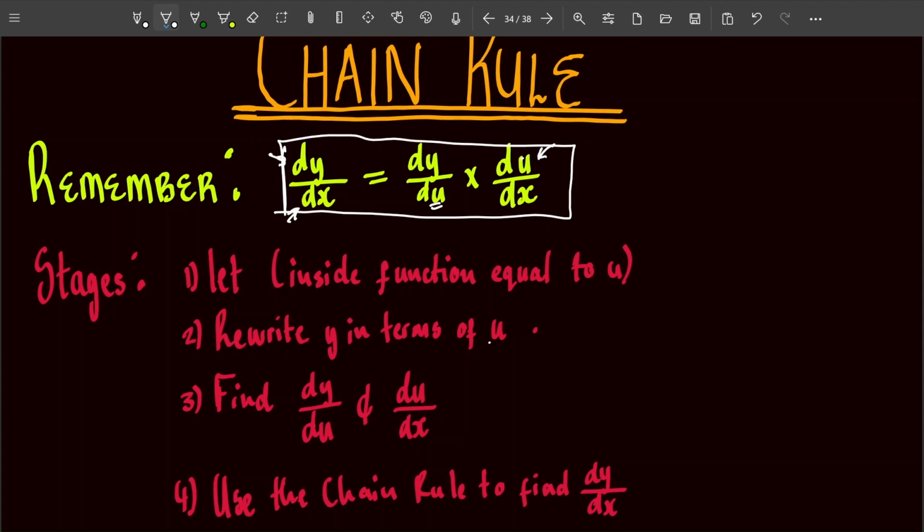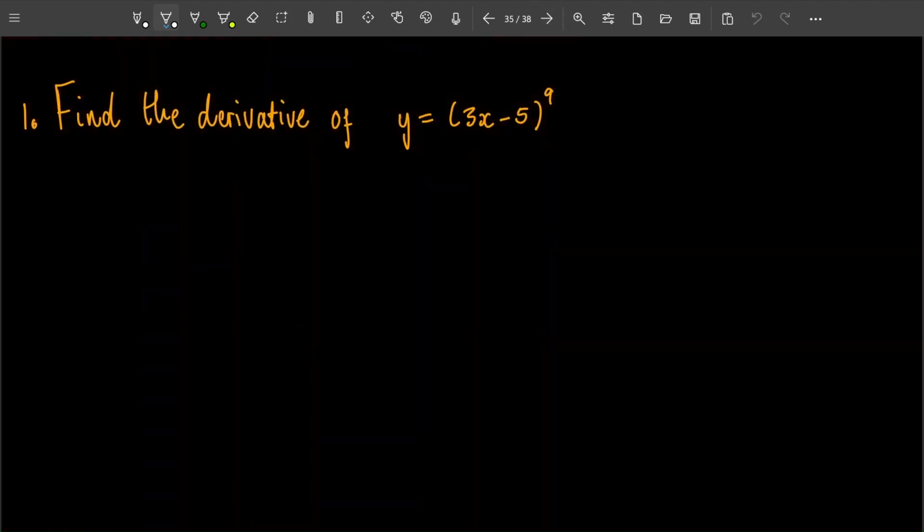So you're going to differentiate the outside using the power rule, then you multiply by the derivative of the inside, using the power rule again. That's the shortcut. Okay, and you'll be done. You have the solution to your chain rule. Let's do questions. Here's the first one. Find the derivative of this.